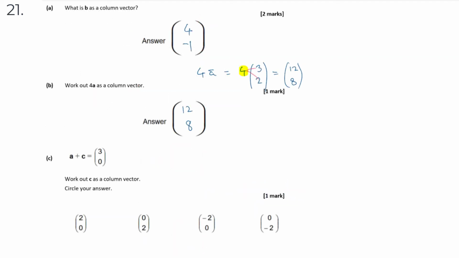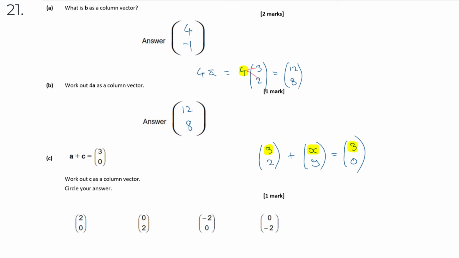Now part C says a plus c equals 3, 0. Work out the value of c as a column vector. Circle your answer. Okay, so let's write down what we know, and we'll put in some algebraic values for the ones we don't. So we know a, that is the vector 3, 2. I don't know c, so I'm just going to call it x, y. And I know what it's equal to. It's equal to 3, 0. Okay, so having a look at this, this number here plus this number here should be equal to this number here.